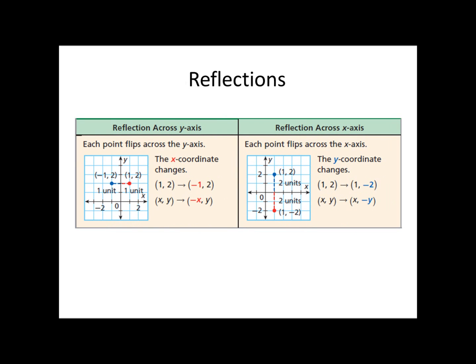Reflections, again, we're limiting ourselves to reflections across either the x or y axis, happen by changing a negative value to a positive or a positive value to a negative. If we want to reflect a point across the y-axis, we actually change the x-coordinate. If it's a positive number, we change it to a negative, and that's going to reflect it across the y-axis. If we want to reflect across the x-axis, we do the exact same thing to the y-coordinate. So again, if we want to reflect over the y-axis, we change the sign on the x-coordinate. If we want to reflect across the x-axis, we change the sign on the y-coordinate.